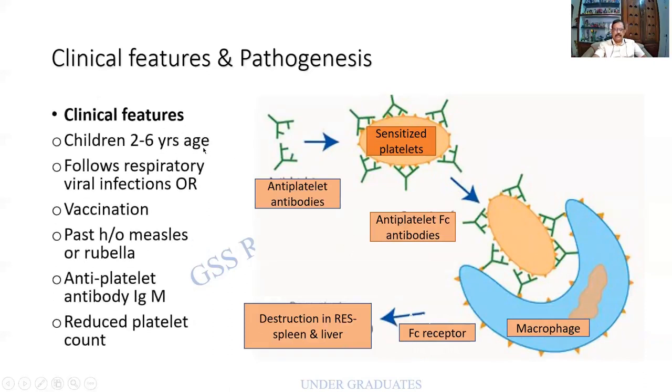And we had mentioned it. Common in children, 2 to 6 years, following viral infections. Sometimes after COVID infections also, people can develop this ITP. Past history of measles or rubella. Antiplatelet antibodies are present, and there is a reduction in the platelet count.